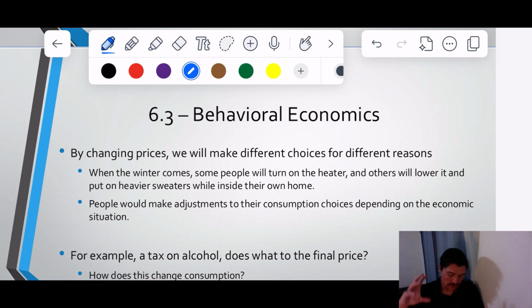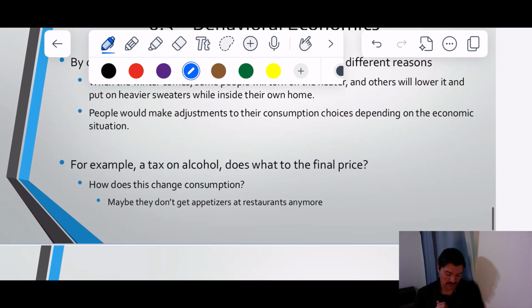So basically, for people that are going to turn on the heater during the winter, they're spending more money on heating their home. They have to adjust their consumption for other goods. For the people that are just going to put heavy sweaters on inside their home, they do not want to adjust their consumption for the other goods, right? And so people would make adjustments to their consumption choices depending on their economic situation.